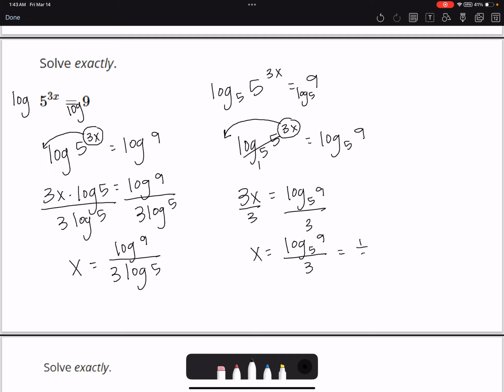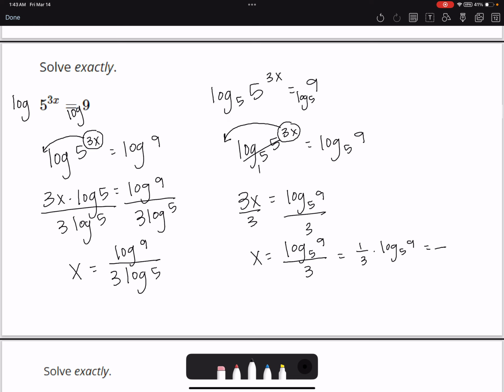I'm going to rewrite that as 1/3 times log base 5 of 9 so that it's easier to see the change of base formula. So I'm going to say 1/3 times log of 9 over log of 5. And if we put that all together, that would be log of 9 over 3 log of 5. So we get to the same answer. It just looks a little different. Okay, so those were 2 different ways of solving it. Whichever one makes more sense to you.